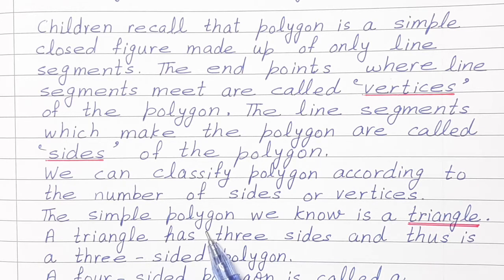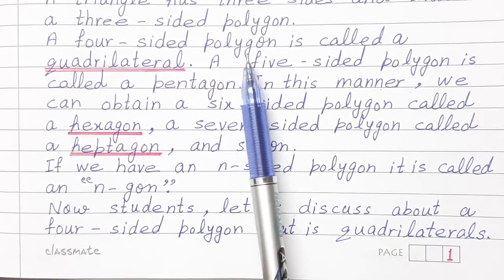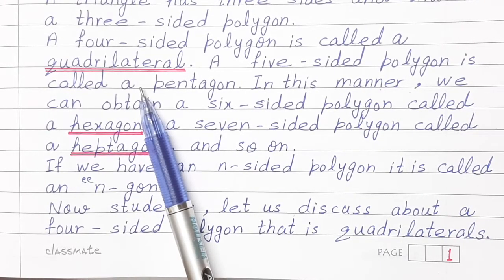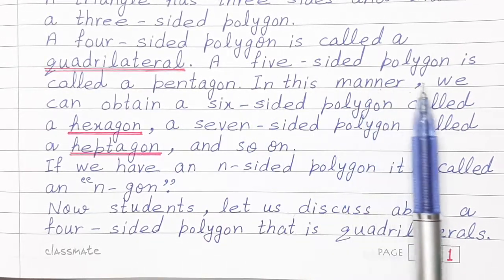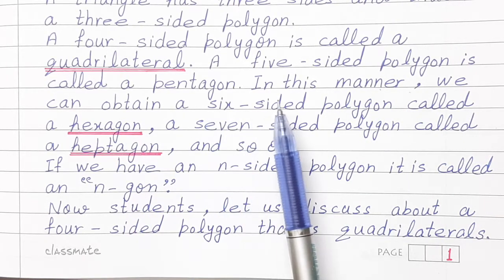The simple polygon we know is a triangle. A triangle has 3 sides and thus it is a 3-sided polygon. Clear? A 4-sided polygon is called a quadrilateral. A 5-sided polygon is called a pentagon.